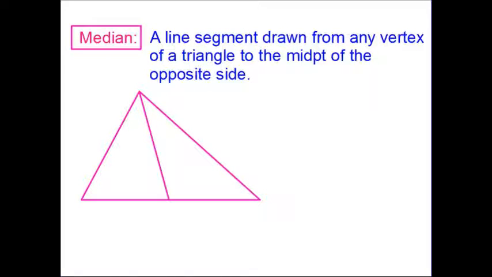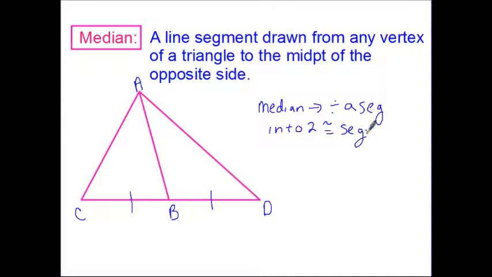The first definition we come across is the definition of a median. A median is a line segment drawn from any vertex of a triangle to the midpoint of an opposite side. So let's see what this would look like. Let's say that we have segment AB is the median. If AB is going to be the median to segment CD, then it would create two congruent segments. So we can summarize median as dividing a segment into two congruent segments.